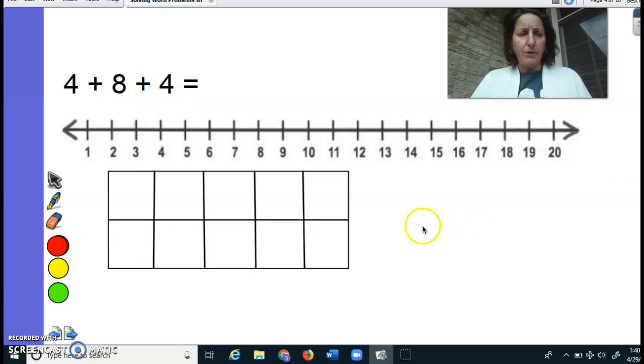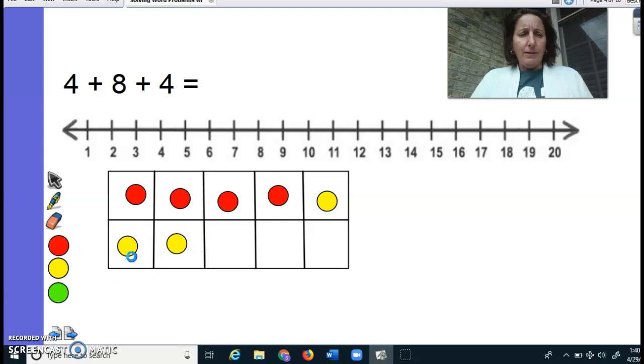So we can use our counters and drag them over so we can show 4 red for our first number. And then we need to show 8. And I can already tell what's going to happen, and I hope you can tell too, that we're going to run out of room on this 10 frame because our number is 8. So far I have 6. So I still need to continue. I'm just going to continue down under the 10 frame and add 2 more, which makes 8.